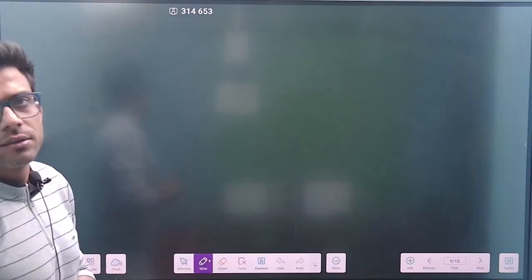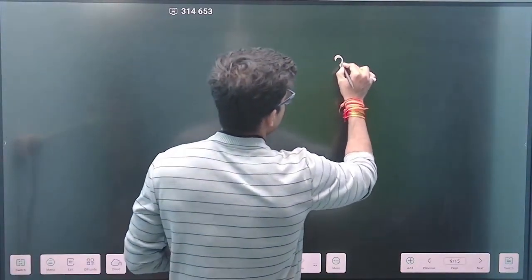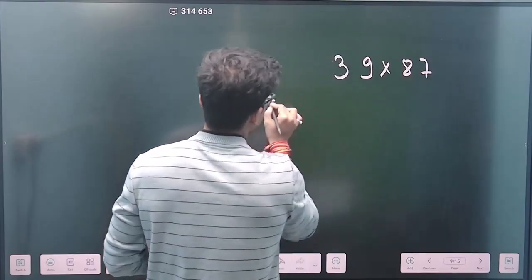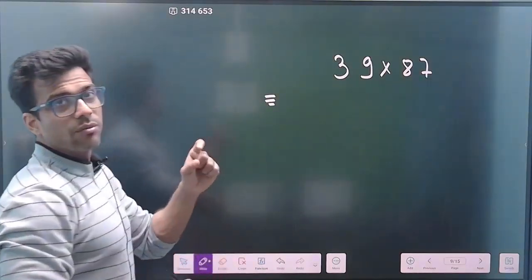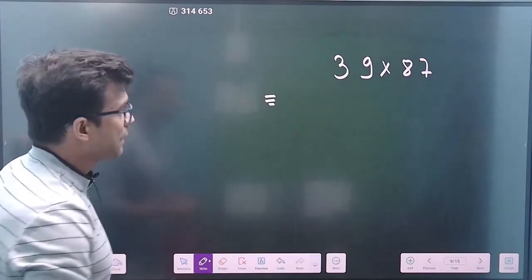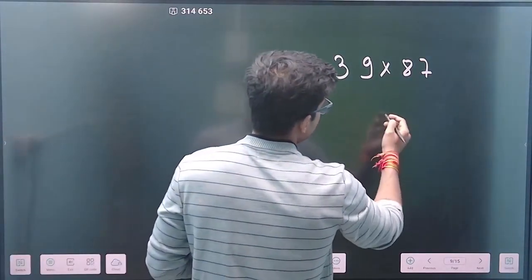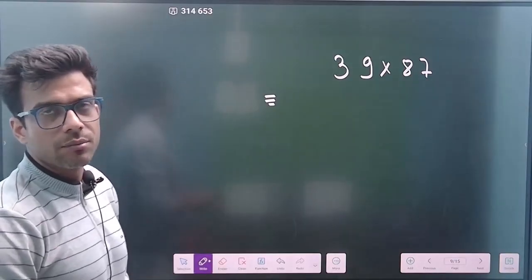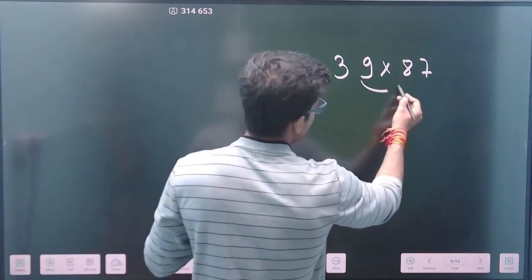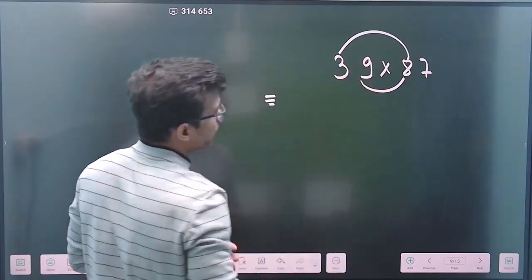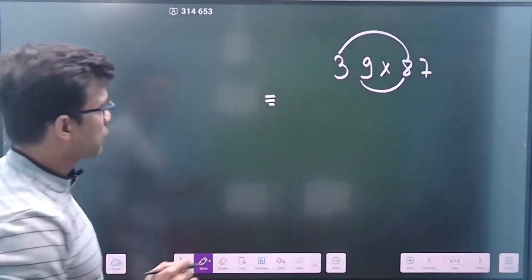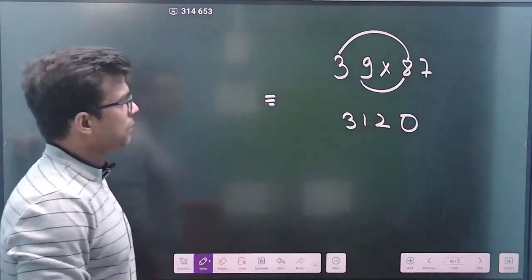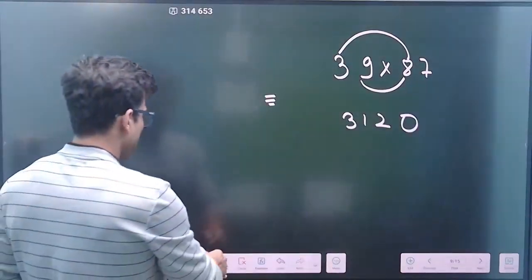Let's take 39 multiplied with 87. Now what can I do? Step number 1: 9 8s are 72. First you go for this number, then this number should be multiplied with this number. So this will become 3120, correct? Now 9 7s are 63.